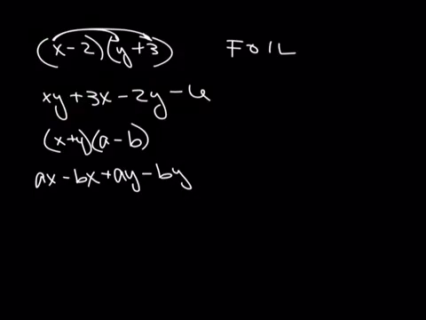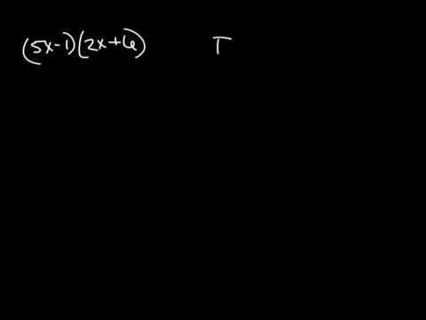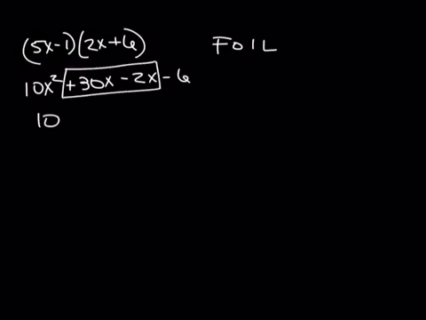Alright, so that takes us down to D in example 4. 5x minus 1, 2x plus 6. Okay, FOIL. 5x times 2x. Outside, 5x and 6. Inside, negative 1 and 2x. And last, negative 1 and 6. Again, we can combine these usually. Not always, but usually. And we're done.